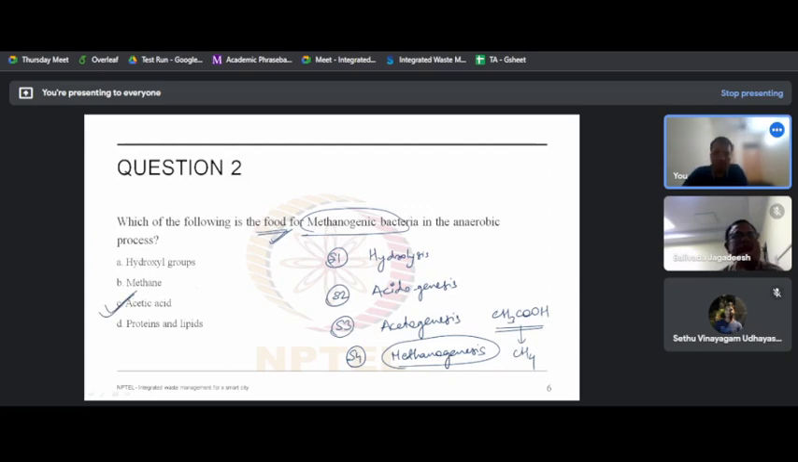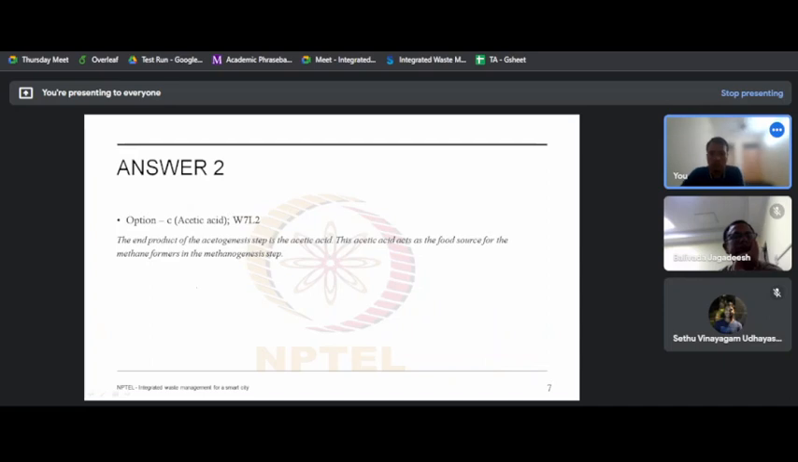So we will see this using the slide also. Option C, acetic acid, is the correct answer. Students can refer to the second lecture of this week. The end product of the acetogenesis step is acetic acid, which is a low molecular weight acid. And this acetic acid acts as the food source for the methane formers, or the methanogenic bacteria, in the last stage, that is the methanogenesis stage.